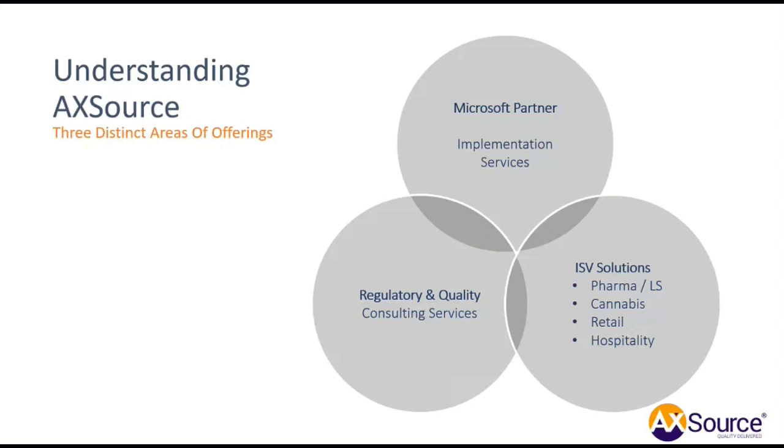For pharma and life sciences, we have a GMP compliance solution. For cannabis, we have a full ERP that takes care of everything from the cultivation all the way to the packaged products, anything that an ERP has, plus some cannabis-specific areas, which I'm going to talk about. We also have a retail solution and a hospitality solution, which is very interesting for food courts, airports, and shopping malls.